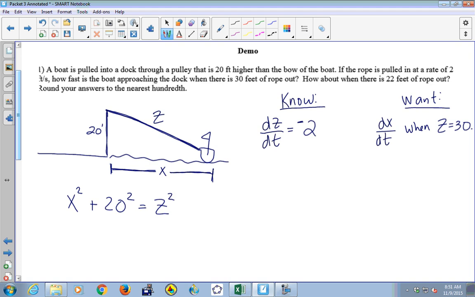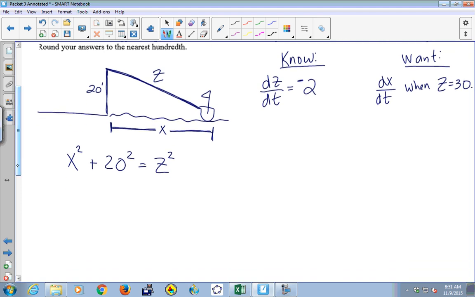Because this is always going to be a right angle. This pulley makes with the water, always going to be a right angle, even as things are changing. So I have an equation that relates x and z, my two variables. One I know about, one I want to know about. Okay, so the problem with this equation, though, is that it only has x and z, and what I know is dz dt, and what I want to know is dx dt, right? I need some rates in this equation.